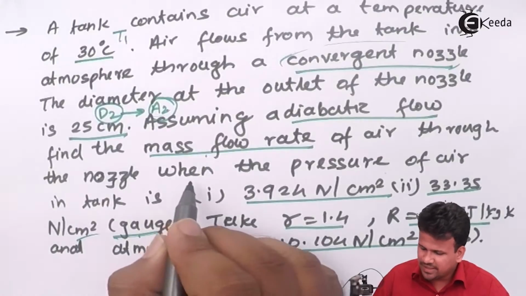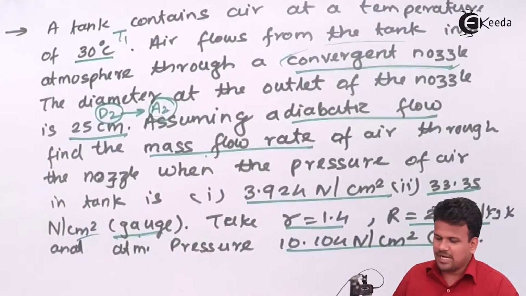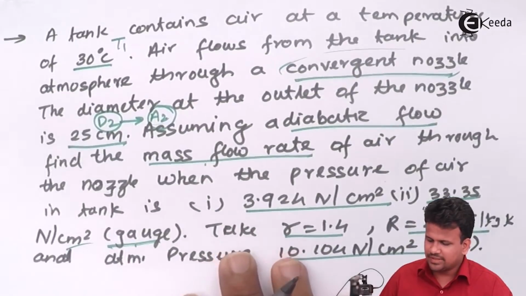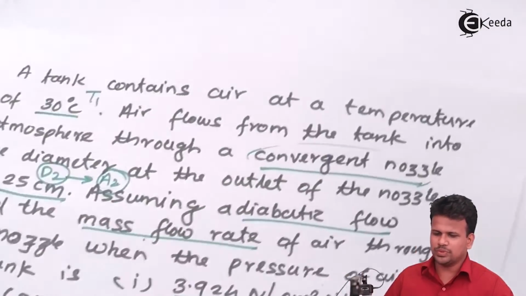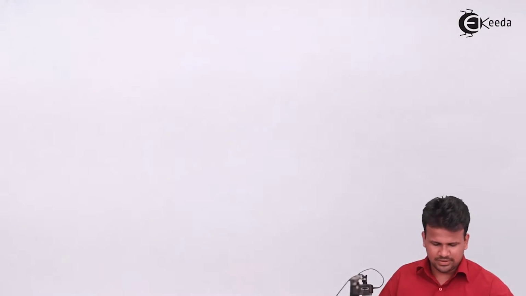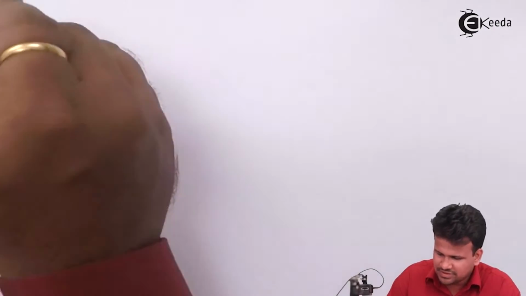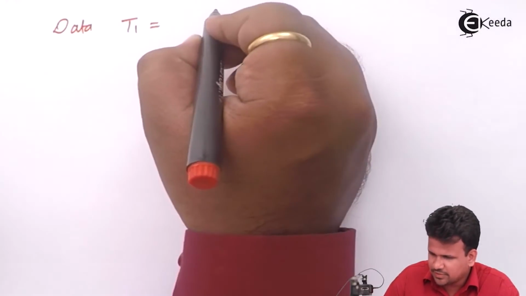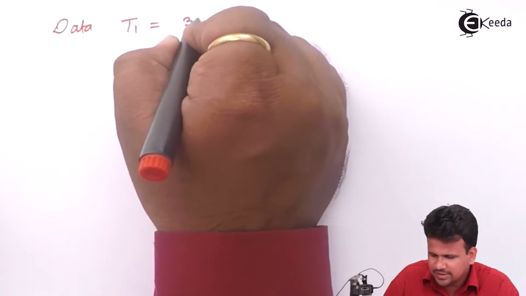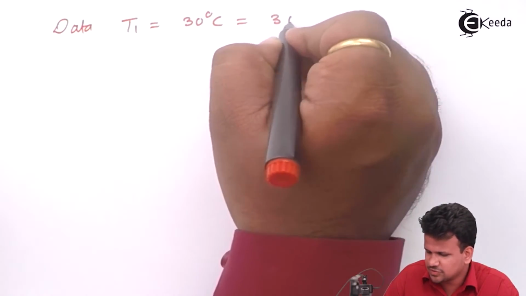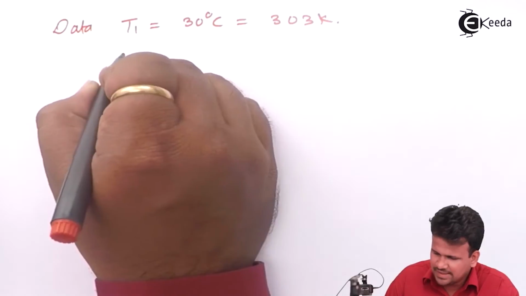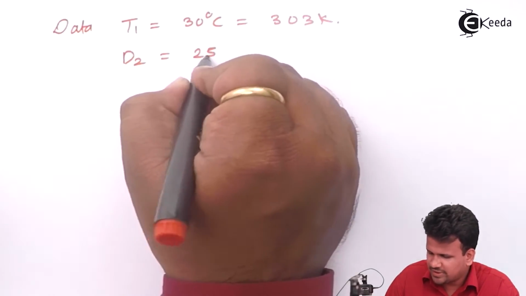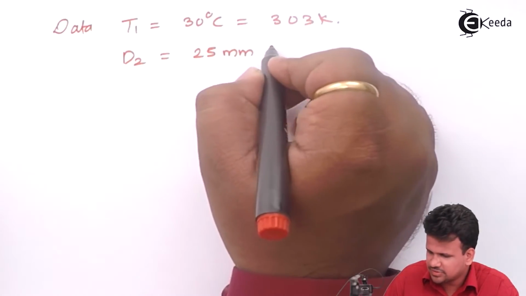To calculate, the main feature over here is the mass flow rate. So let us write down the things which we know over here. First thing we know is the temperature which they have given. The temperature of air T1 is equal to 30 degrees Celsius, that is equal to 303 Kelvin. Second thing they have given to us is diameter D2, that is 25 millimeters.